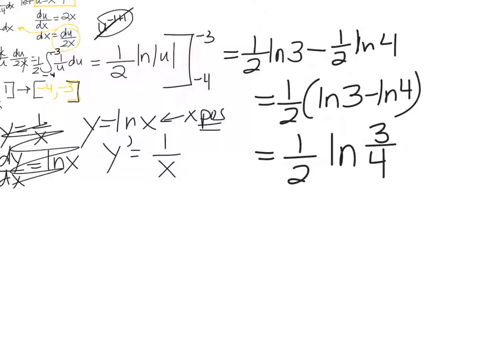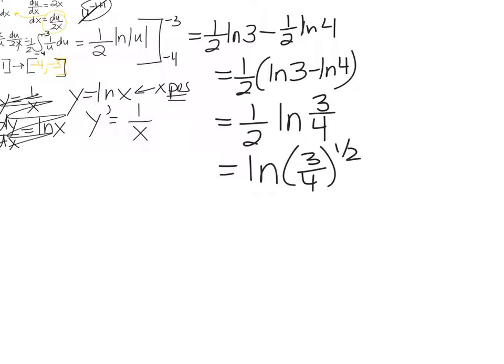You don't need plus c on the definite ones. They might take that 1/2 and put it up as a power. Remember that? Natural log of 3/4 to the 1/2, which is the natural log of the square root of 3 over 2. You square root the 3, and square root the 4 is 2.